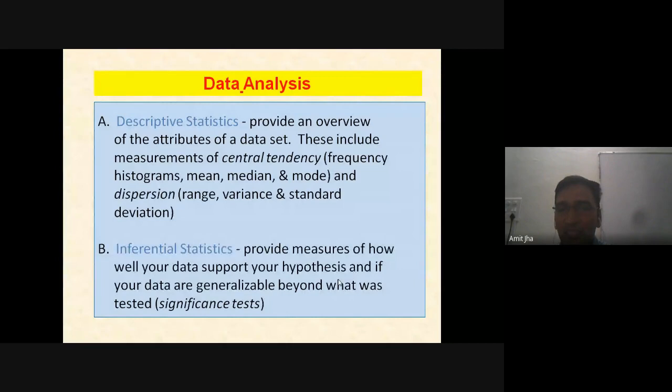And inferential statistics means suppose we are conducting an experiment and we have hypothesized. So how our data support our hypothesis, and whether these data can be generalized beyond what was tested, this is called inferential statistics. As is very clear from the name itself, we want to infer. So statistics pertaining to inference is called inferential statistics.